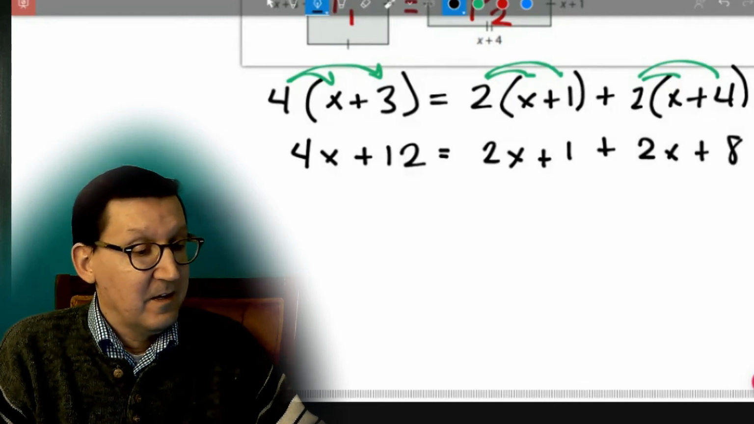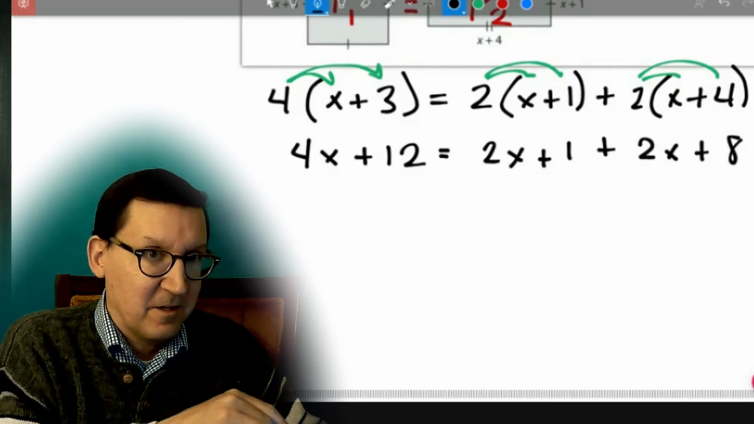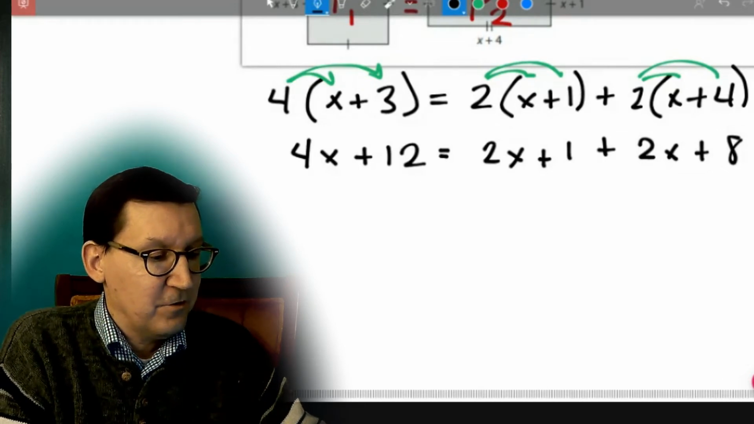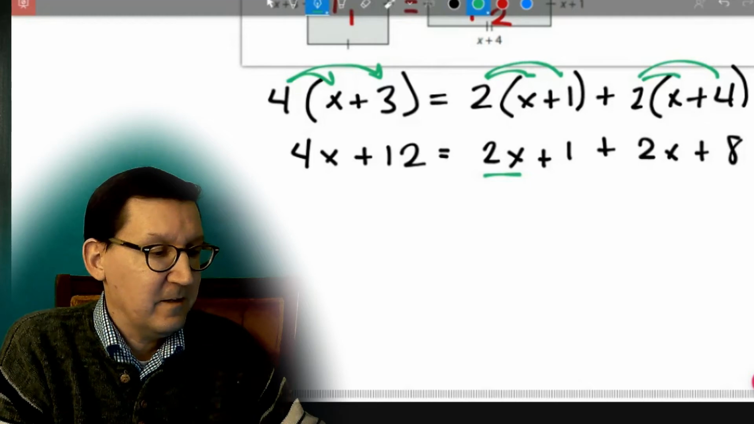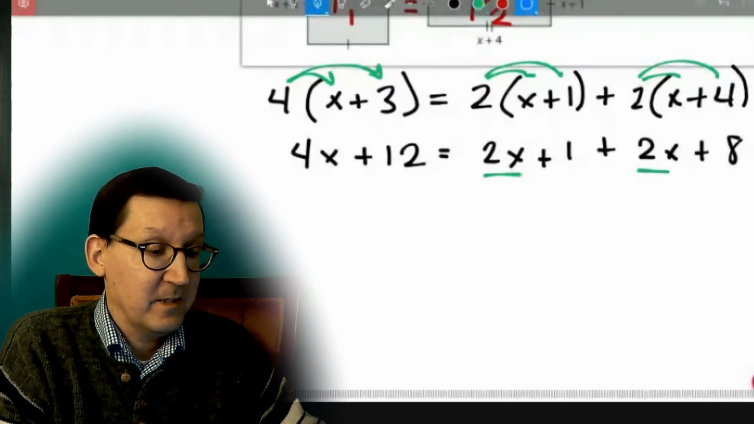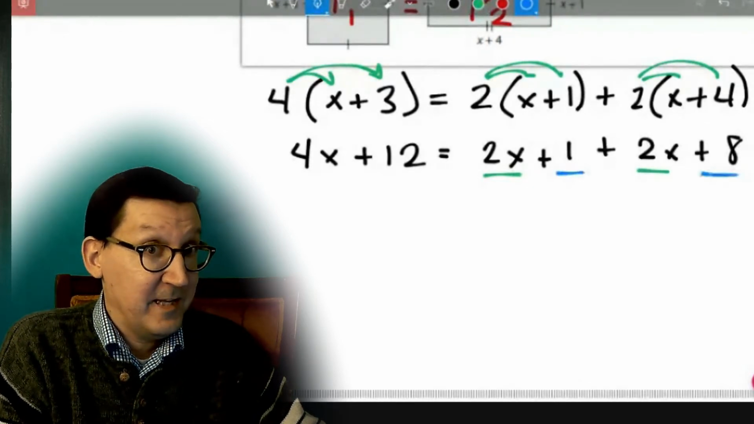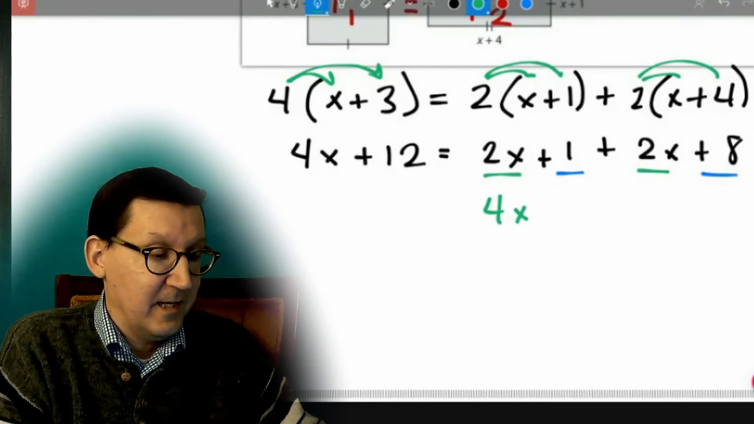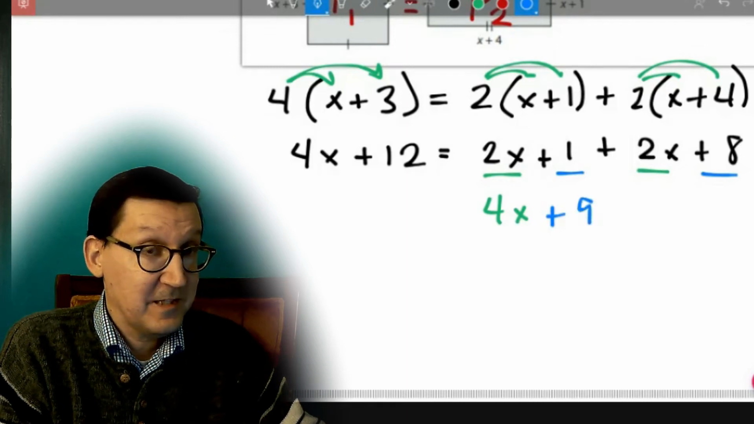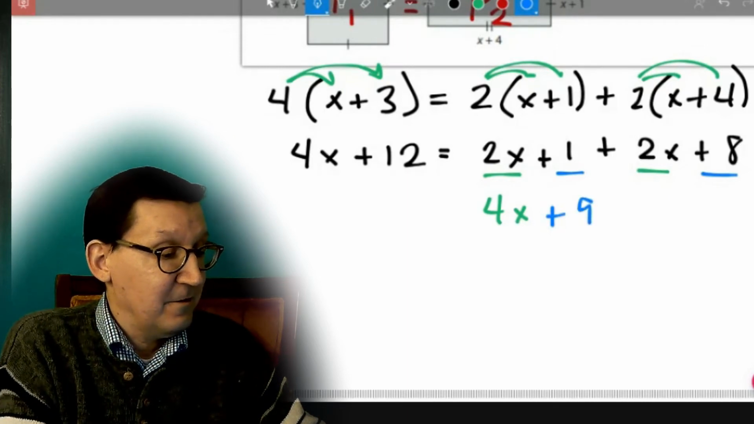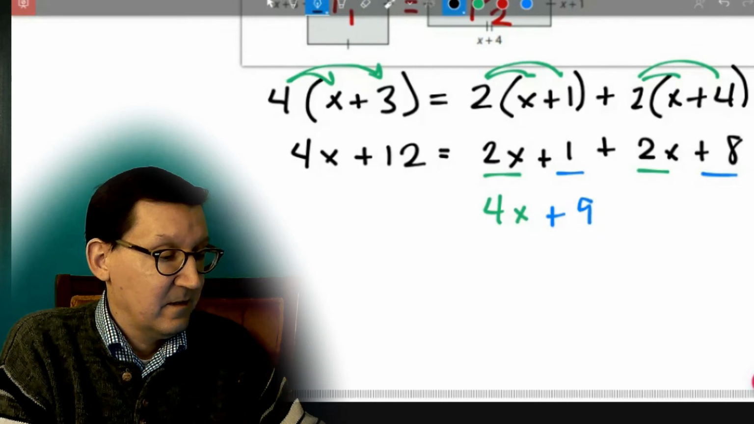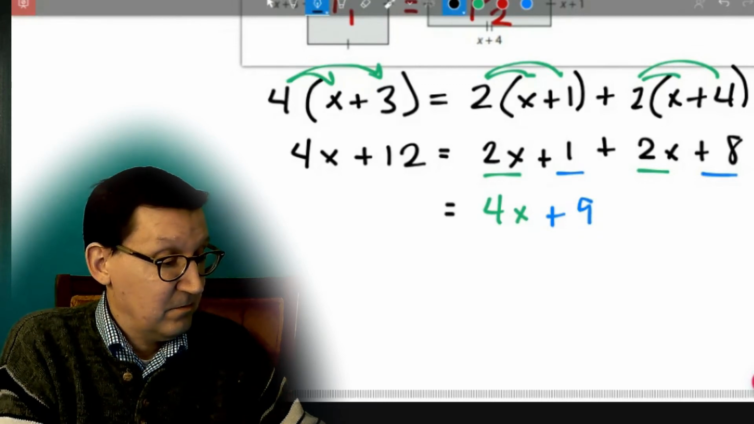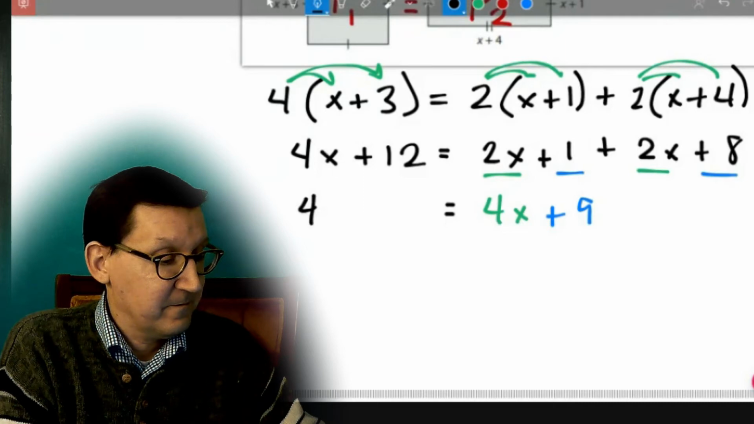Okay, so that's the next step down. Now we got to start combining these terms. So we have a 2x over here and a 2x over there. And we have a positive 1 and a positive 8. So we can combine that 2x and that 2x. That gives us 4x. And positive 1 plus positive 8 is positive 9. So we got 4x plus 9 over on that side. Now over here, on this side, we don't have anything we can do, so we just take down 4x plus 12.